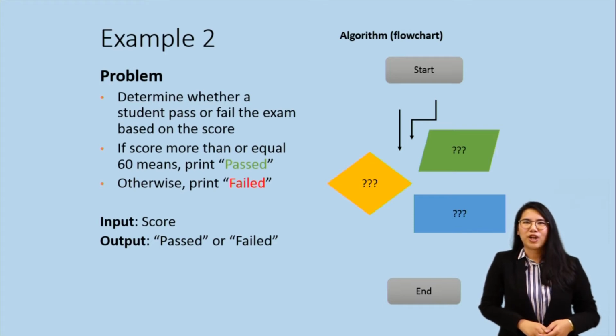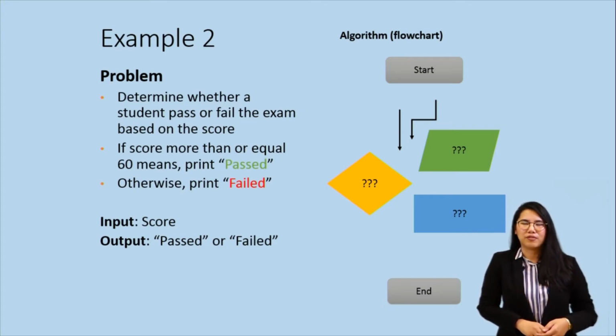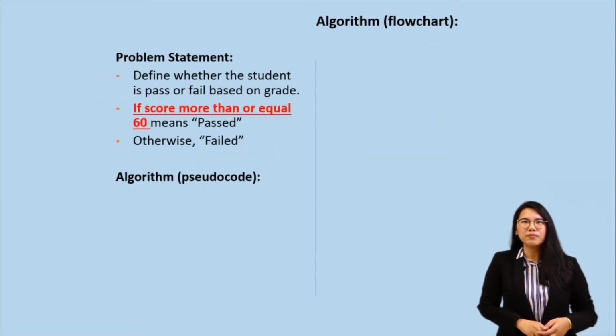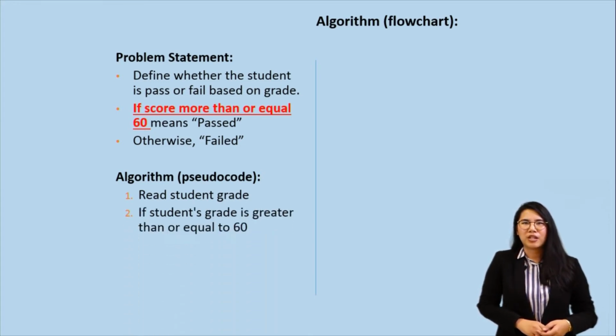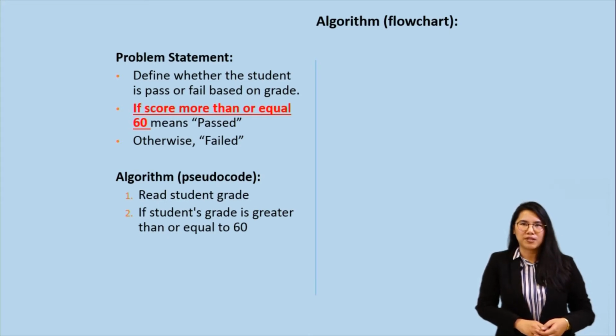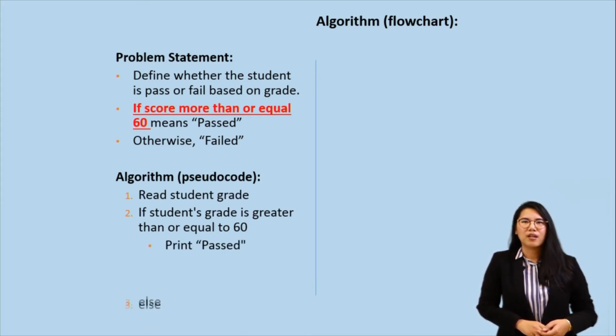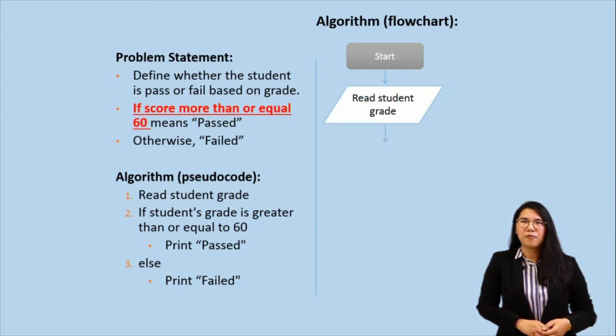Okay, I guess you already finished the flowchart and pseudocode. So let's see the sample solution that I can give you here. The pseudocode: first, you get the input, read student grade. Second, you compare: if the student grade is greater than or equal to 60, you print pass, else you print fail. And then coming to the flowchart, you start with the terminal start, followed by input student grade.